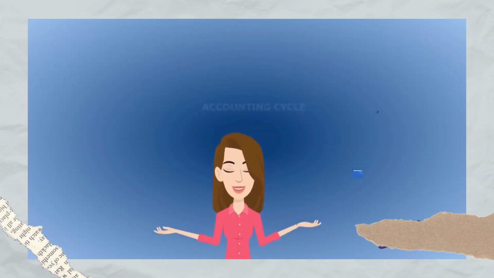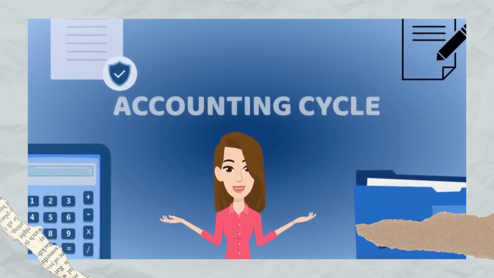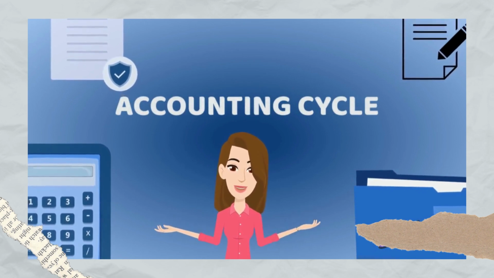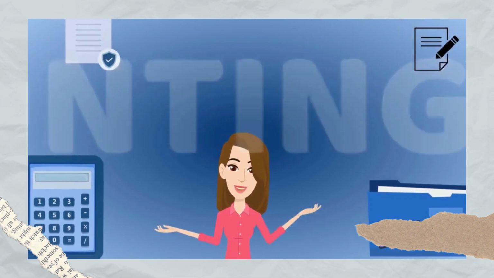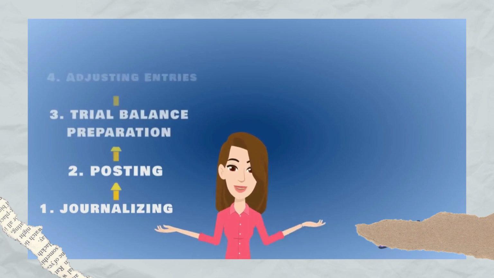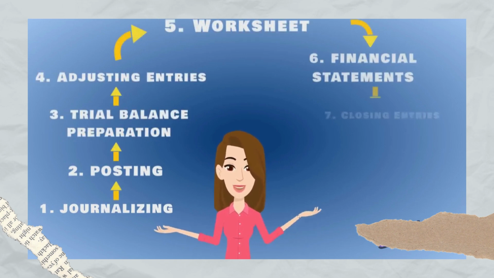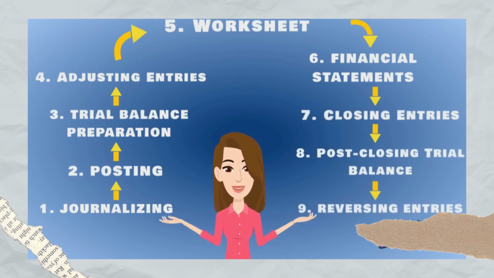For this week's video, we will discuss and tackle the accounting cycle. Each step in the accounting cycle plays an important role in creating accurate entries. It ensures the company's financial statements are consistent, accurate, and meet official financial accounting requirements. The accounting cycle has 9 steps. These are journalizing, posting, trial balance preparation, adjusting entries, worksheet, financial statements, closing entries, post-closing trial balance, and reversing entries.